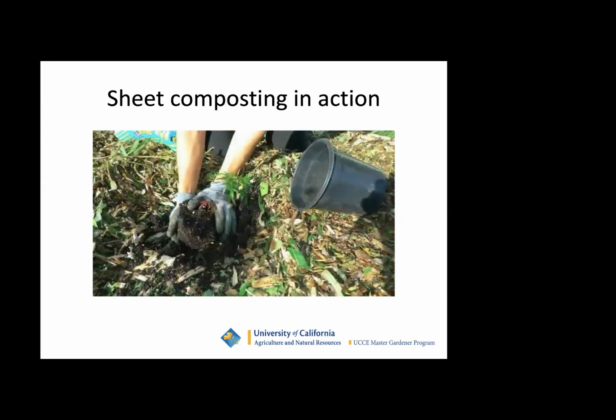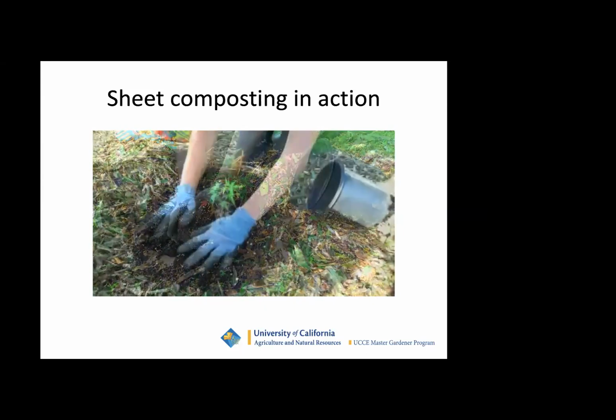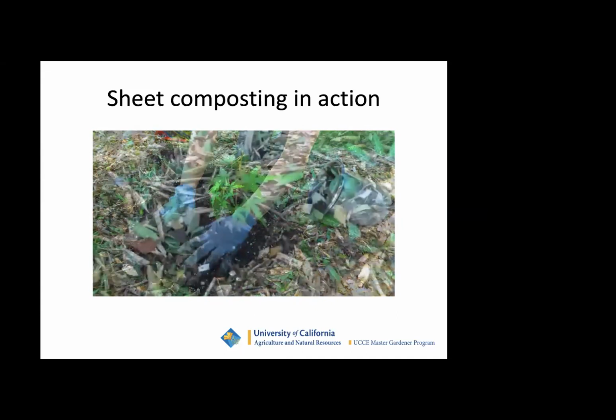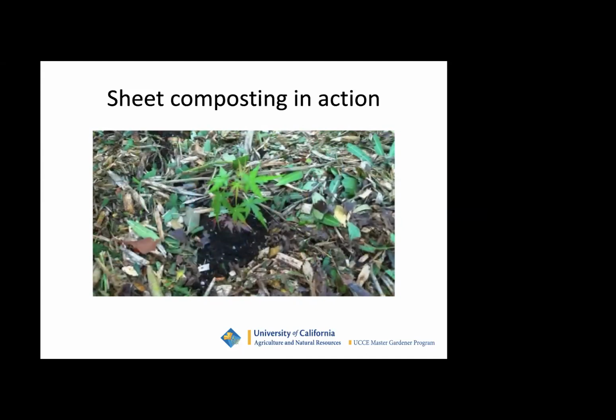Don't worry, the roots will break through the cardboard. You will want to add compost just around the root ball if you didn't already add compost on top of the cardboard. If you did, you're good to go. Remember, your new plants will require water and attention when they're young, even if they're drought tolerant.